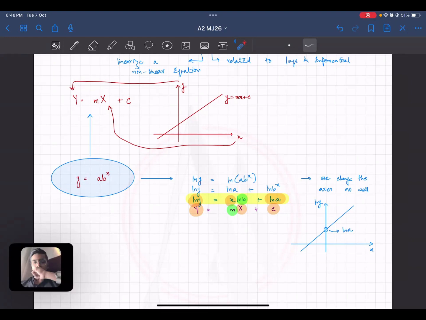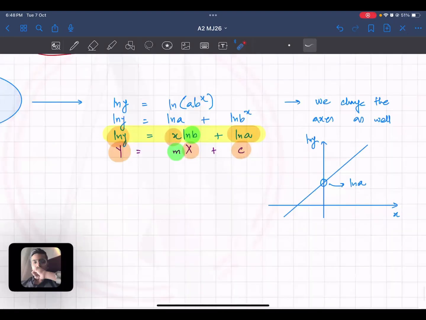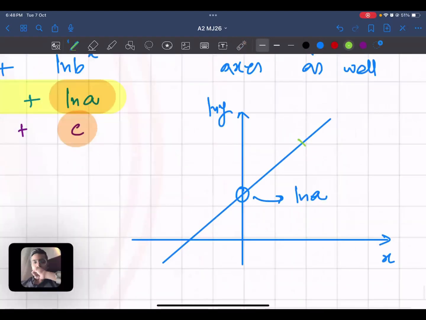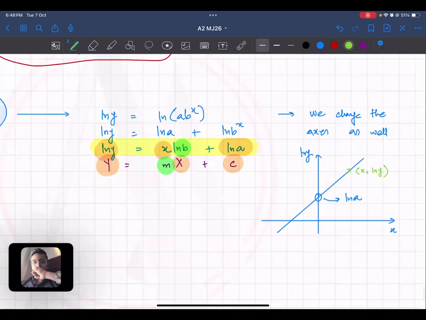But then after converting into this, you compare, and you see what your y has changed into and what your x has changed into. Then you change the x's accordingly. If you plot them, this would make a straight line, and any point on this line will not be x comma y, it will now be x comma ln y. It would be ln y because on your y-axis it is ln y now.